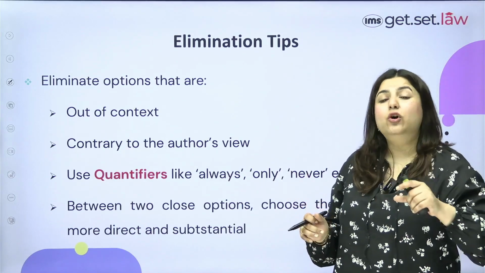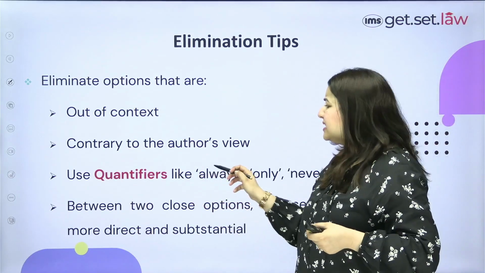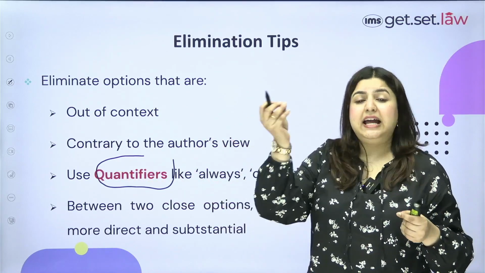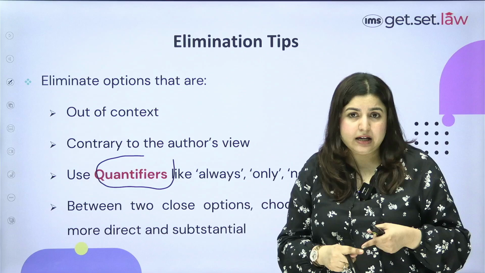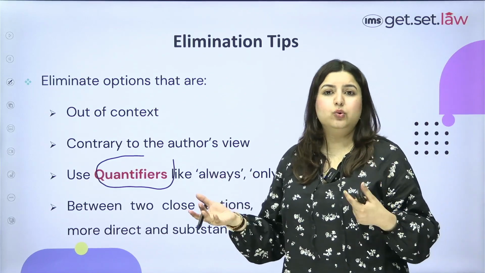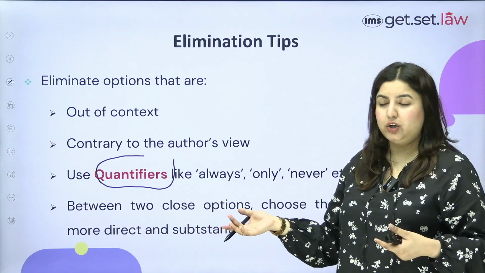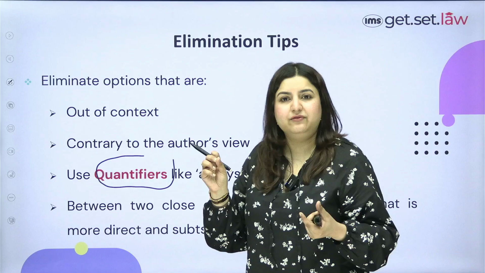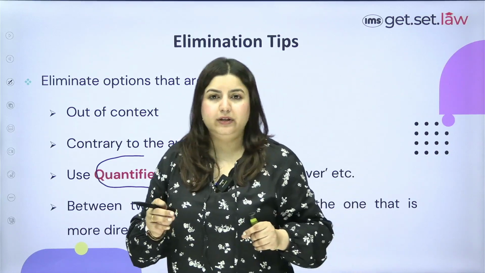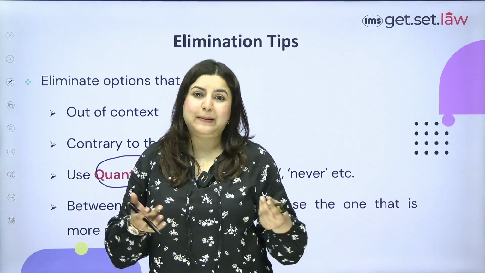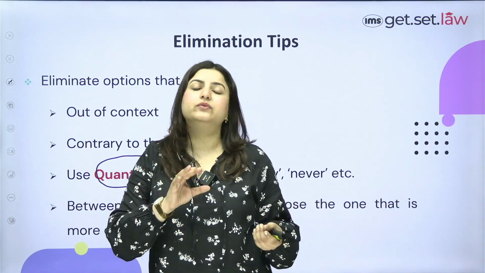And then you also have options that contain quantifiers. The reason I have highlighted this in red is because you need not eliminate those options blindly, right? You need to go back to the passage and cross check if those still apply to the context of the option. So for example, what are quantifiers? These are very specific words that determine the scope of the option already. Only, always, favorite, mostly, absolute, solely, etc. These are some of the quantifiers.